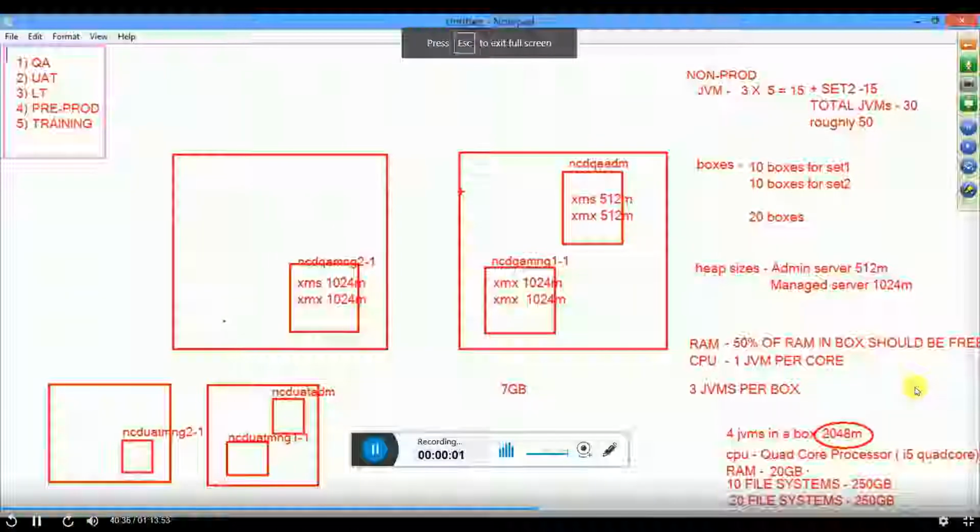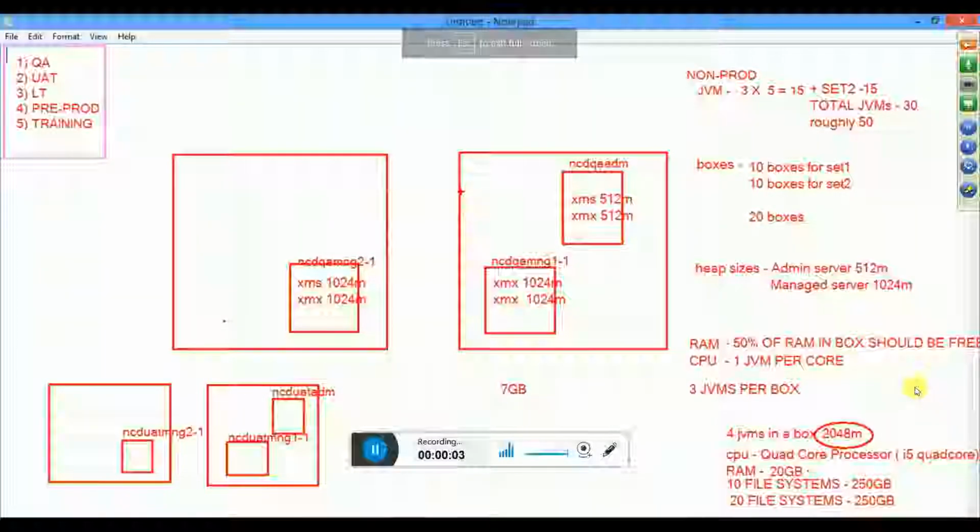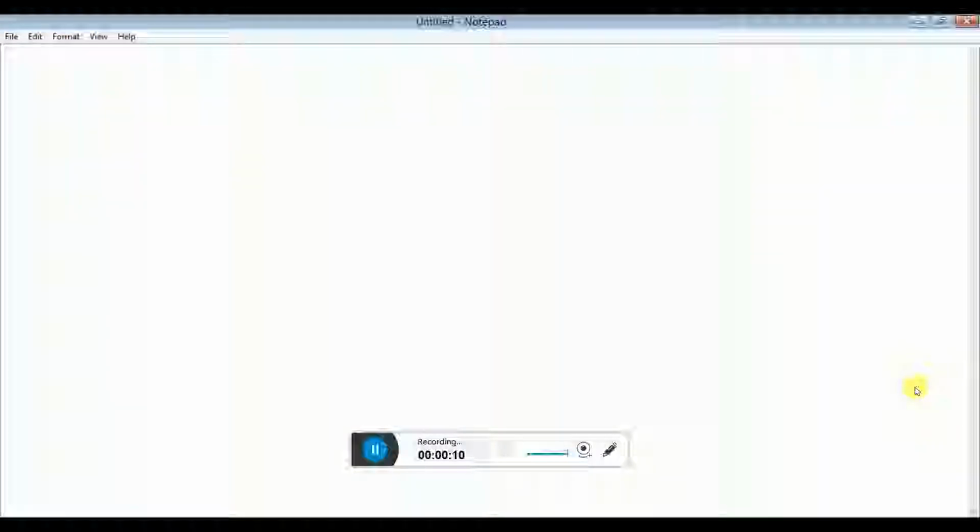Architecture. Now the same way the production architecture will be much more complex. So the production architecture, if you see, production and DR will have exact same architecture. Let's see the production architecture, how it goes on.